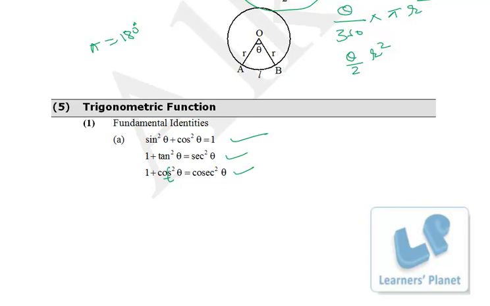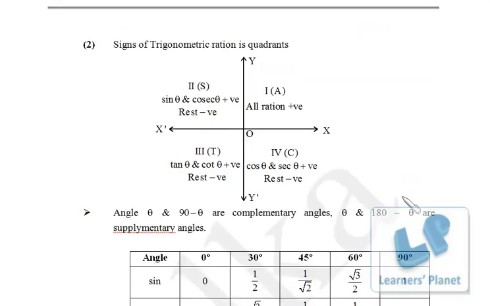So just move on. Now the very important thing, very important, signs of trigonometric ratios in quadrants, right? This is the first quadrant, second quadrant, third quadrant, fourth quadrant, right? All ratios will be positive over here. Sine and cosec will be positive, rest negative. Tan and cot will be positive, rest negative. Cos and sec will be positive, rest negative, right? Precisely A, S, T, C. Right? How could you learn?